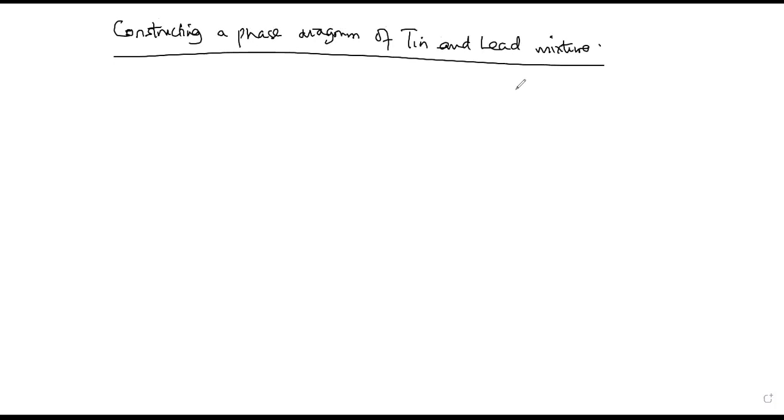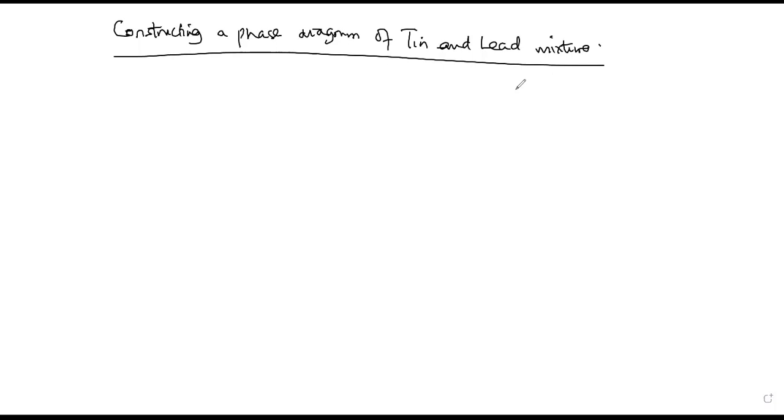Constructing a phase diagram of tin and lead mixture. Of course, from the previous statements about the question of biphenyl and naphthalene, here still we are going to get pure lead and pure tin. We heat them separately until they melt, okay? Then each molten mixture will be allowed to cool and the constant temperature at which they freeze is recorded, okay?